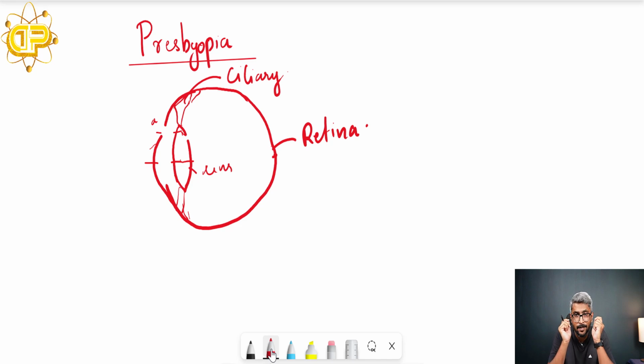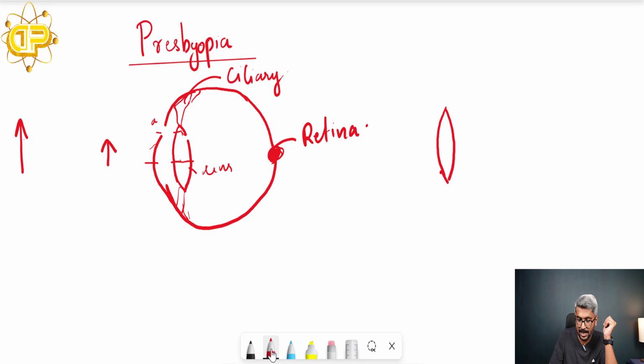That means the same lens of your human eyes needs to change its focal length to see a far away object as well as a nearby object. If an object is here, then also the image should fall here, and if the object is somewhere here, then also the image should fall at the same point, the retina. So how does this happen? This happens because of the combined action of ciliary muscles and the eye lens. Just imagine that this is your eye lens and this is your ciliary muscles.